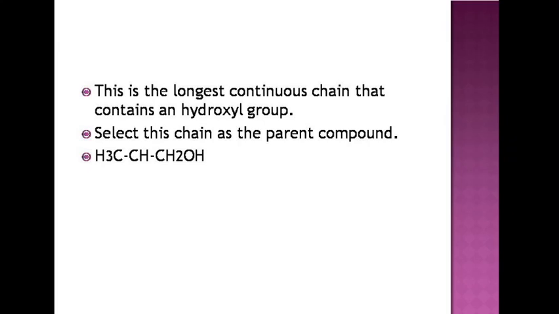For example, this is CH3CH2CH2OH. In this case, give the numbering to the carbon atoms. The number one goes to the carbon atom which has the hydroxyl group. So 1, 2, 3, the name of this alcohol is 1-propanol.